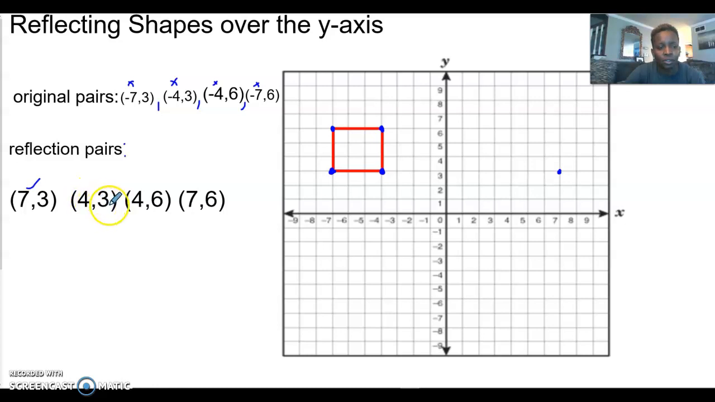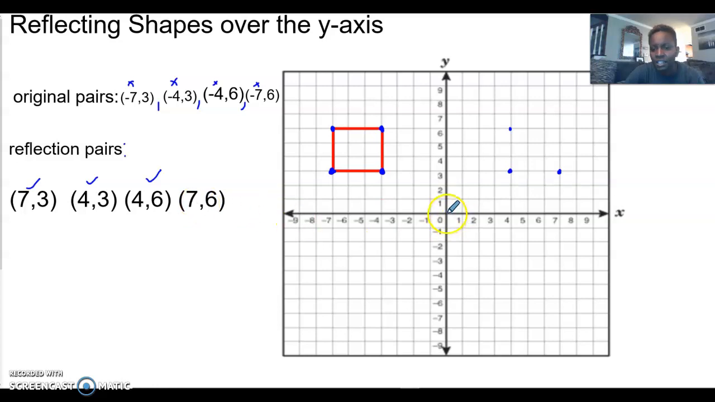I'm going to 4, 3. Again, I'm going over on my x first to 4. And then up to 3. 1, 2, 3. And plot my point. Check that off. Over here, I have 4, 6. Again, I'm going over to 4 and up to 6. So here's 3, 4, 5, 6. Check. And then I'm going to take my last point, my ordered pair, and plot it.